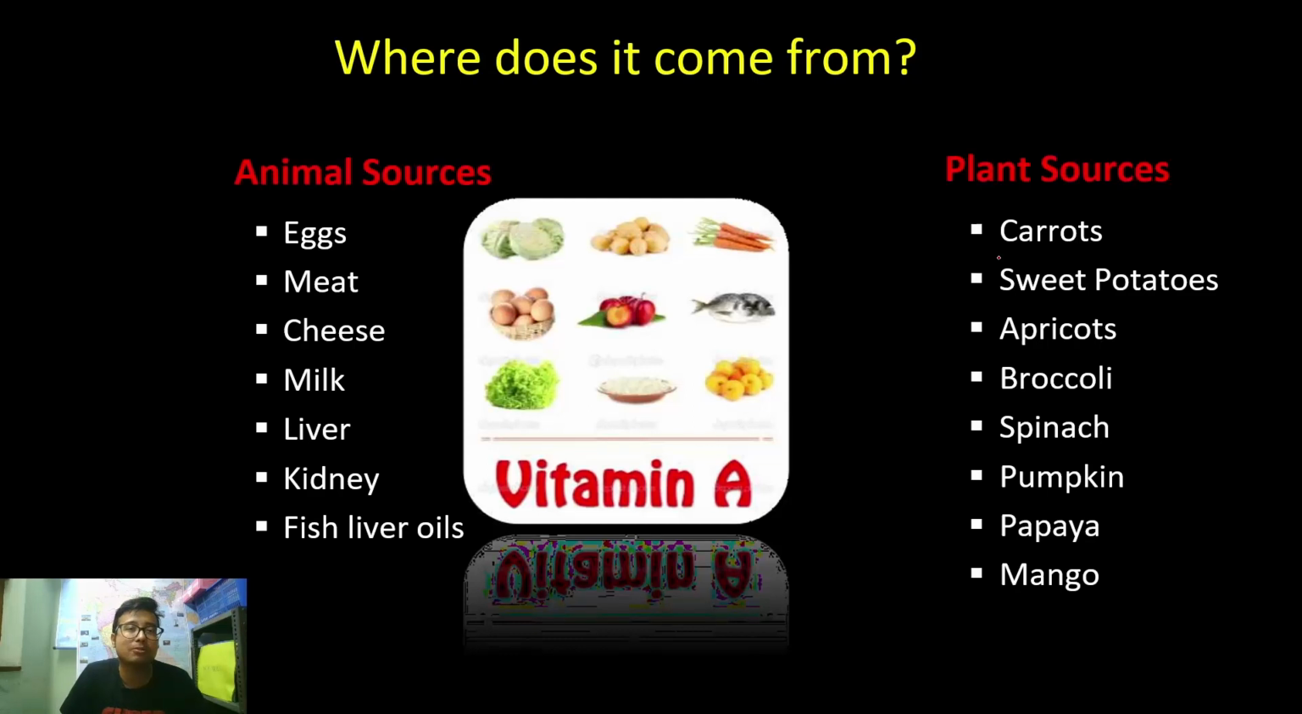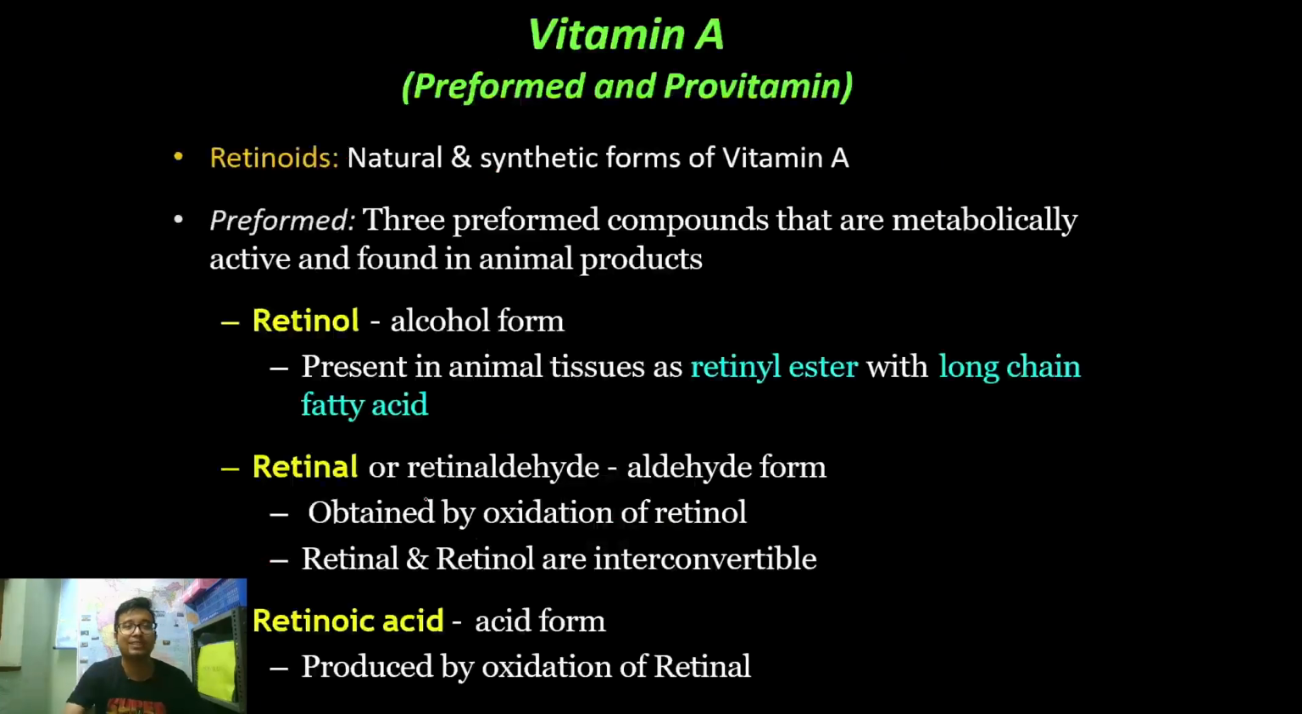By now you should be able to mention at least 5 or 6 foods that are rich sources of vitamin A. You should remember at least 2 animal sources and 2 plant sources for all the vitamins. Remember, fish liver oil or cod liver oil are very rich sources of vitamin A, sea fish especially. Now we get to the important part. What are the biologically active forms of vitamin A and what is provitamin? Provitamin A means the form that is yet to be converted.